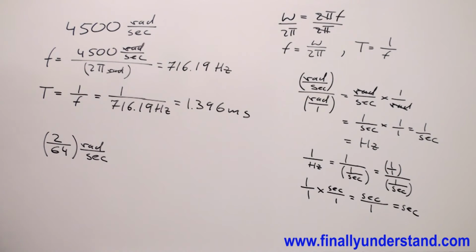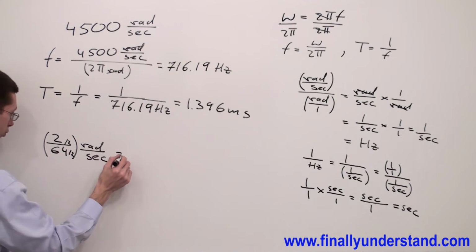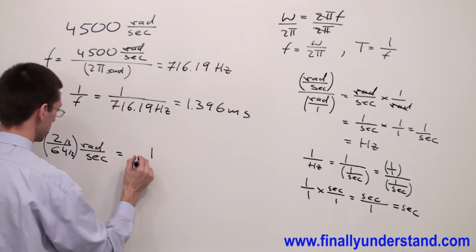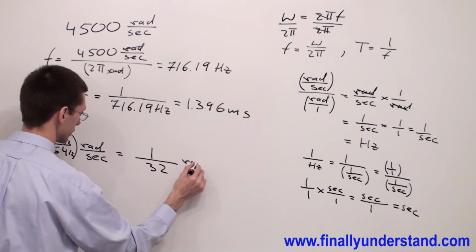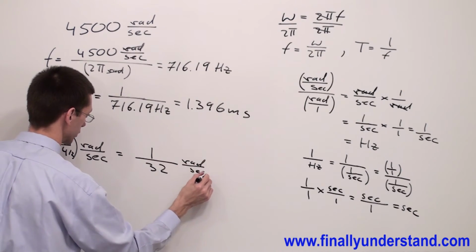Let's take a look at this example. The very first thing which I'm going to do, I'm going to reduce the fraction first. 2 and 64, both of them are divisible by 2. So this is equivalent to 1 over 32 radians per second.